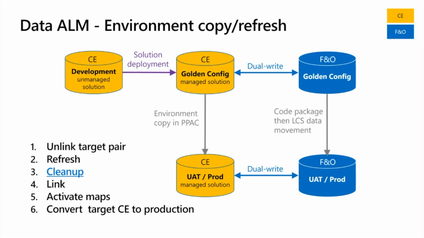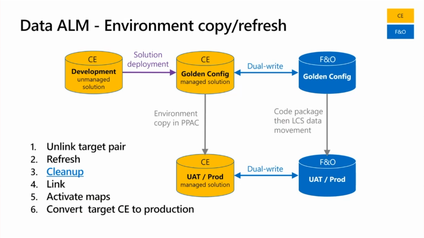And if we want to copy, we will need to stop activities in our golden configuration environment and make sure that there is no dual write activity running between the two environments. Next step that we're going to do is we're going to unlink our target pair. So if the UAT environments had already dual write set up, our first step is breaking that link. And then we're going to do a refresh operation. So we're going to copy over the golden configuration to the UAT environment, as well for the Dataverse as for our finance and operations.